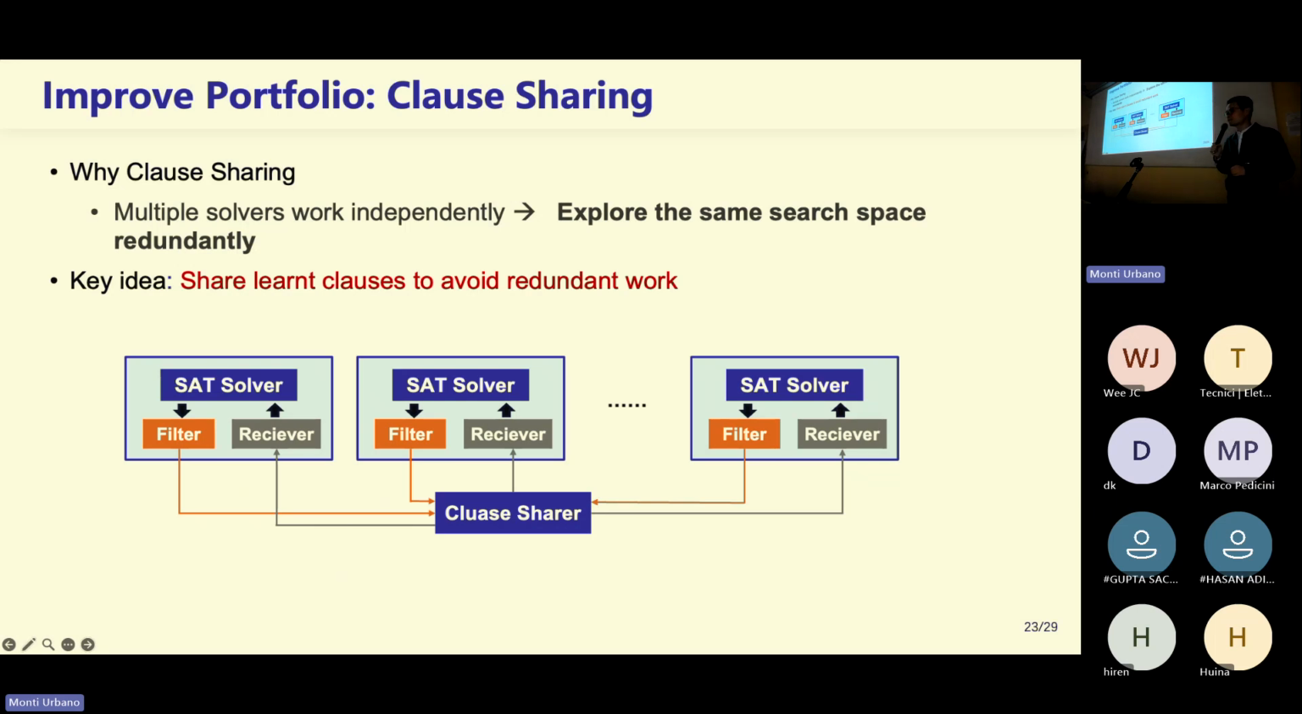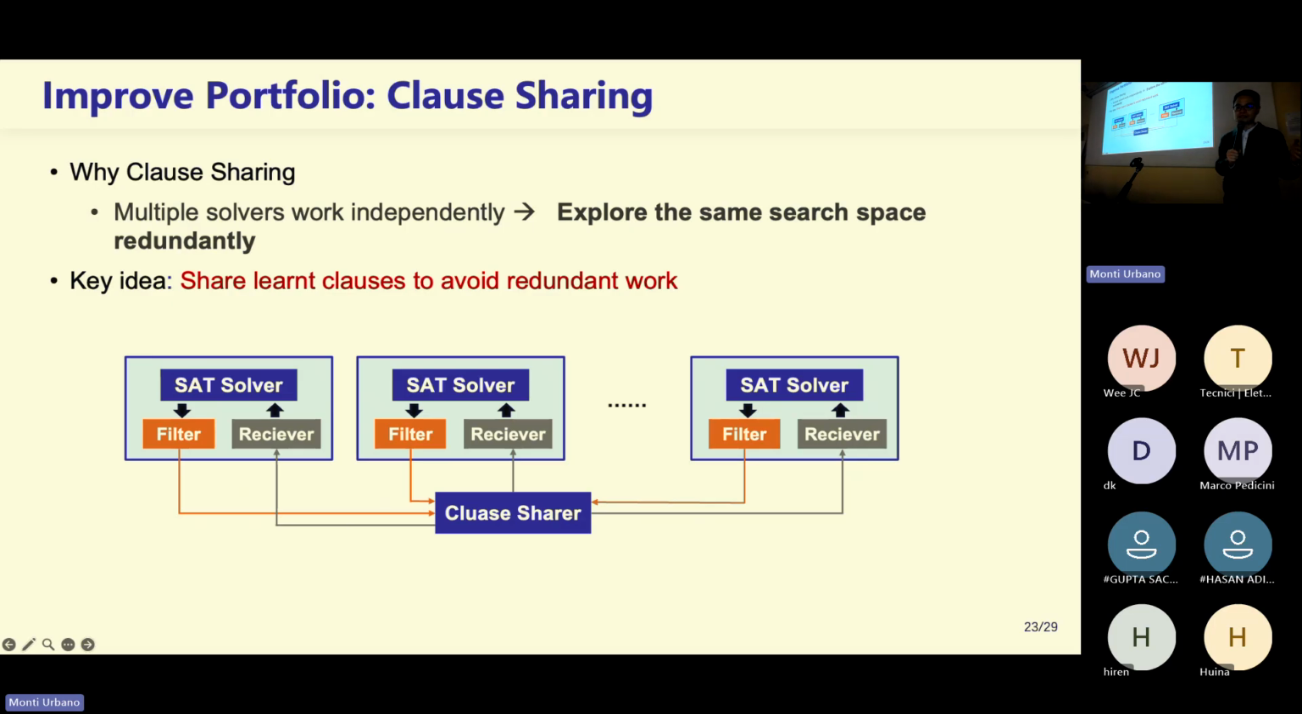But that is not enough for the portfolio. What makes the portfolio critical is the idea of cross-sharing. Why cross-sharing? Because if we execute multiple solvers working independently at the same time, it will cause redundant work because they are in the same search space. They are solving the same formula. So maybe the same part has been visited by this solver, but the other solvers don't know. So they will search it again.